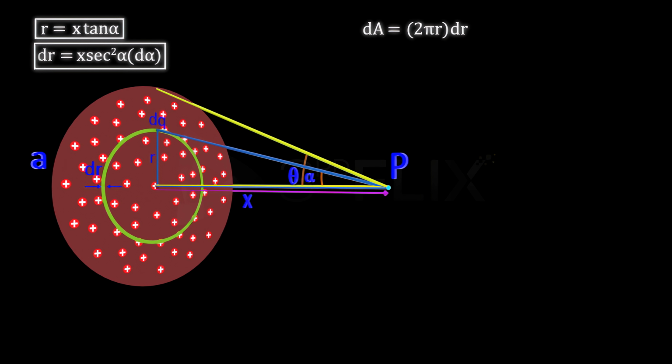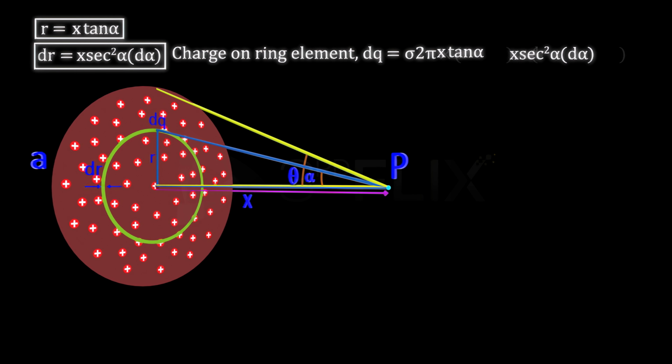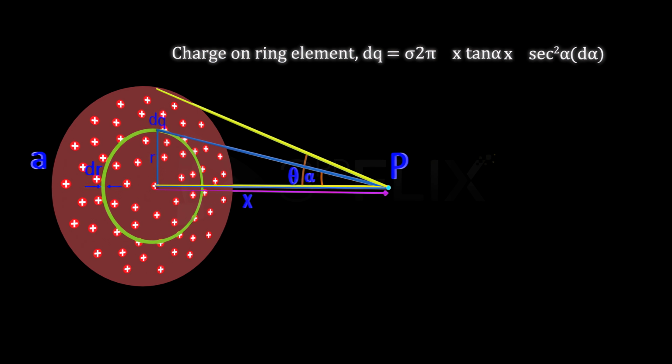Area of the ring element is the product of its circumference and width. As the charge is uniformly distributed, charge on the ring element is the product of charge density and area of the ring. Upon substituting the expressions for r and dr, we get dq is equal to sigma 2 pi x square tan alpha secant square alpha d alpha.